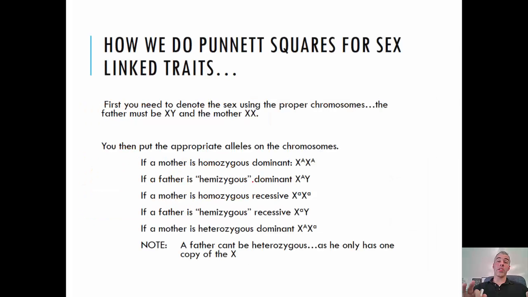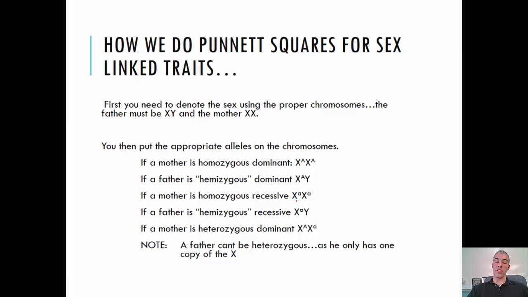So you can do Punnett squares lots of different ways, and you can use different symbolism to do sex-linked traits. I think the easiest way is to maintain the capital A and the little a and just put those letters on the X or on the X's. So for example, if a mother is homozygous dominant, she's X big A, X big A, okay? A father is called hemizygous because he only has one copy of the X, so he can't be homozygous or heterozygous. So he would be hemizygous dominant here, and if you see here, he's hemizygous recessive.